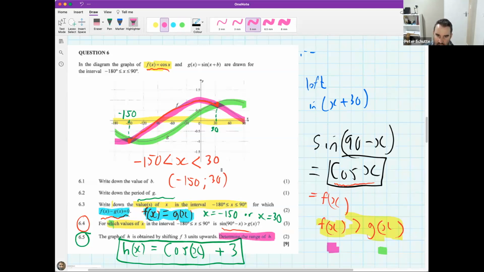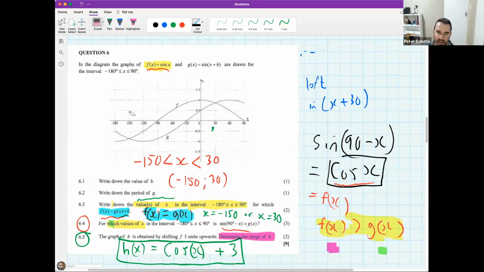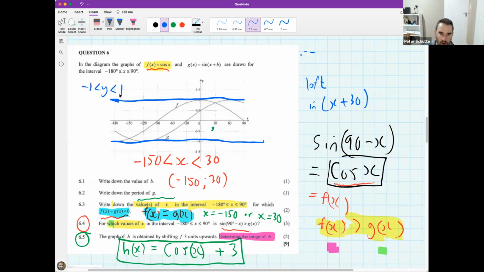Now remember, the range is the y values that are involved. And if I look at this graph, if I look at f, currently it feels to me like the range of f is between here, which is the highest point, and between here, which is the lowest point. So currently for f, the range seems to be between -1 and 1. I want to know what the range of this new function h is going to be. Let me know in the chat.